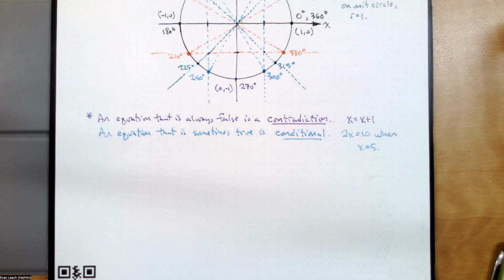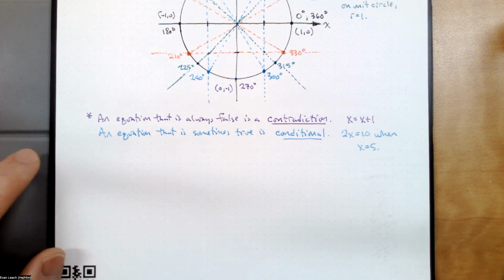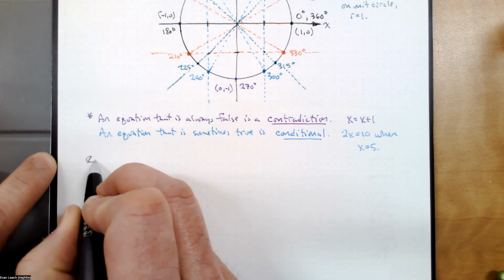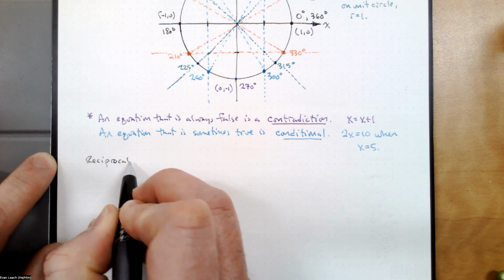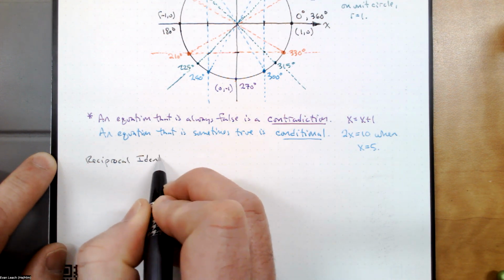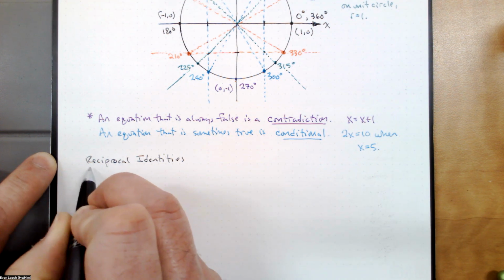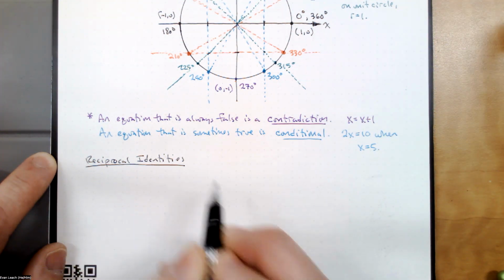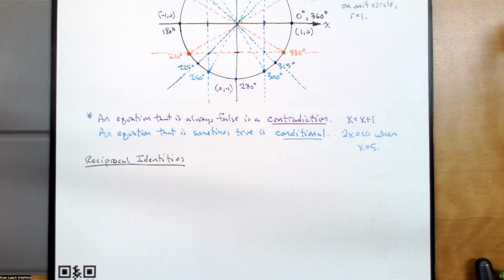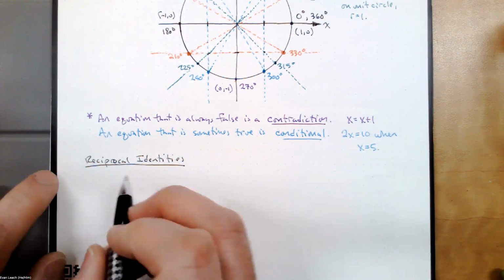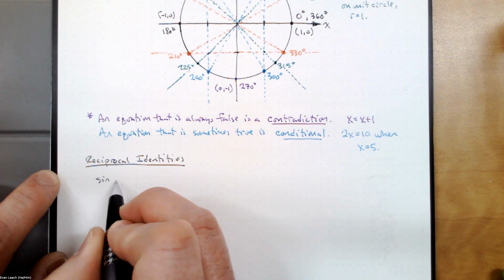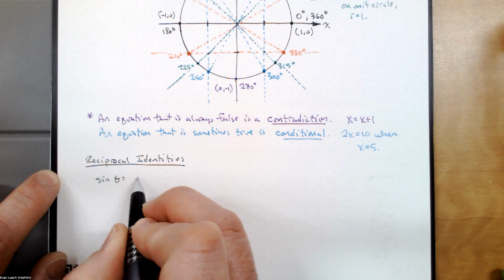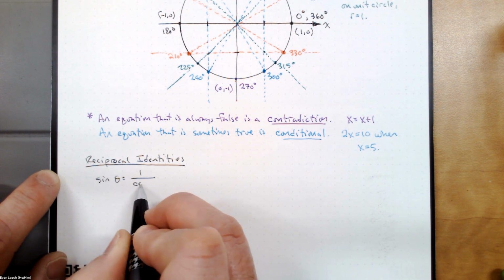So we want to learn some trigonometric identities, and then we want to learn some things that we can do with those trigonometric identities. Trigonometric identities come in categories. The first category we're going to have is reciprocal identity. We already know these. Sine of theta is 1 over cosecant theta.